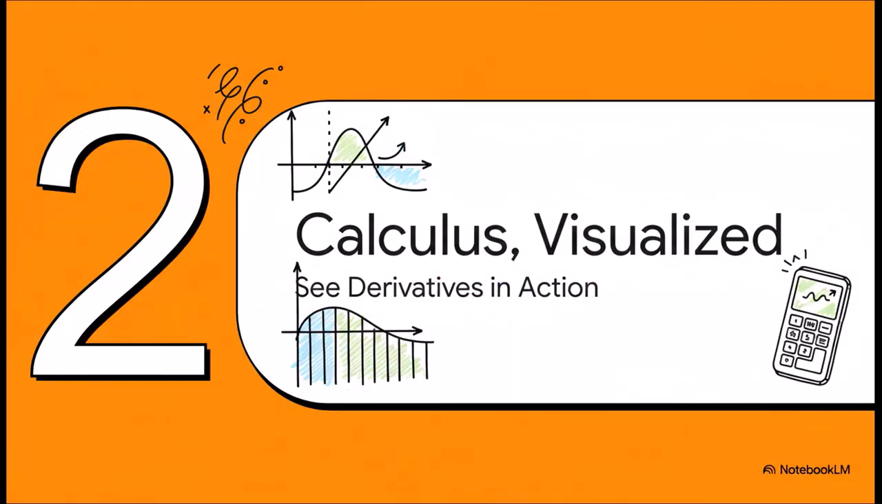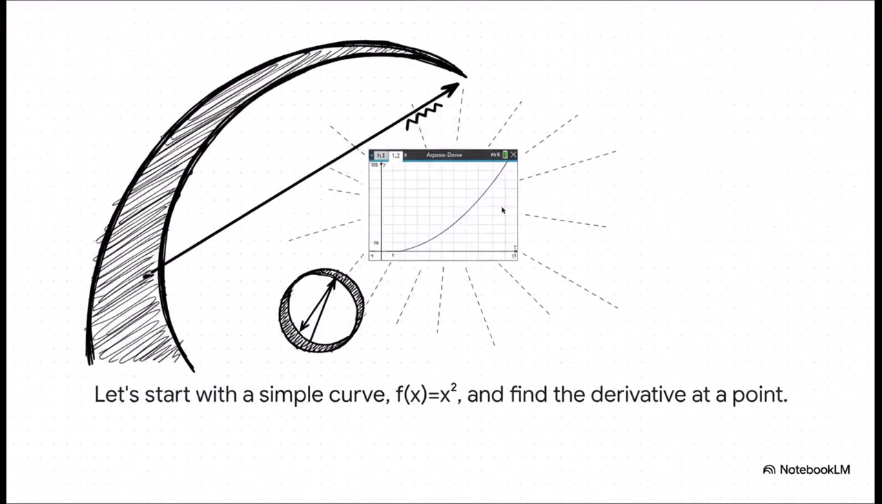Okay, next up, we're tackling the big one for VCE Methods, calculus. Let's forget about all the abstract symbols for a second and actually visualize what derivatives and integrals are all about. We'll kick things off with an old classic, the parabola, f of x equals x squared. And our mission, should we choose to accept it, is to figure out the derivative. That's the gradient of the tangent, the instantaneous rate of change, at one specific point on this curve.